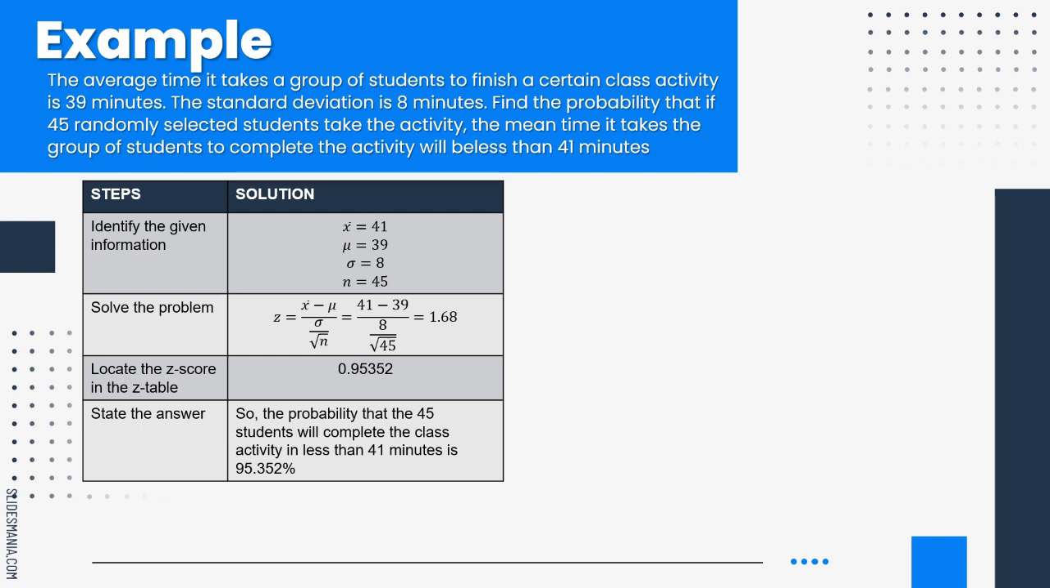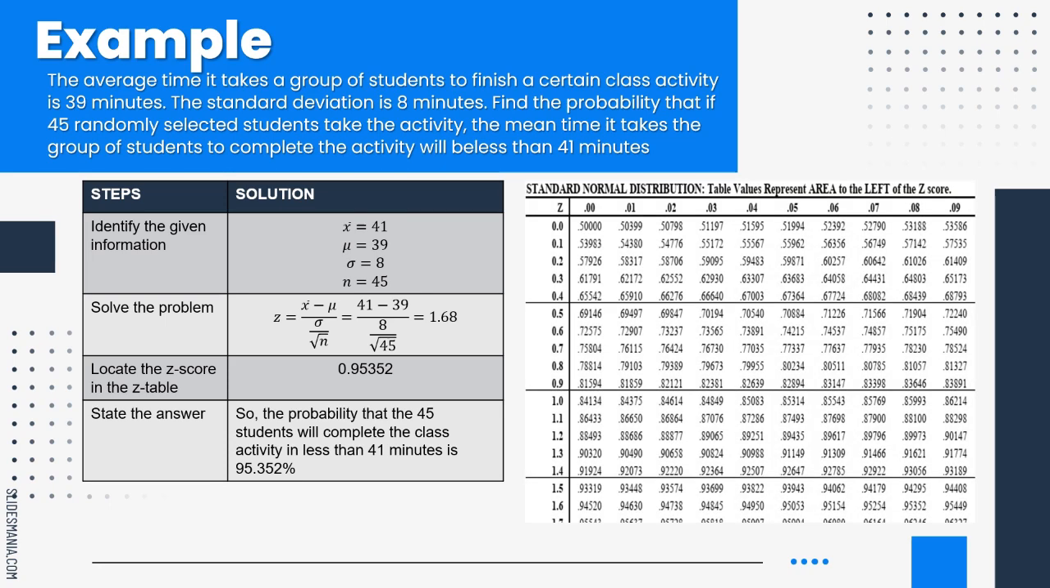Second step, solve the problem. Let's use the formula of z to find the z-score. Z is equal to x bar minus mu divided by sigma divided by the square root of n. Let's substitute the given in the formula. We now have 41 minus 39 divided by 8 divided by the square root of 45, that is equal to 1.68. Now, locate the z-score in the z-table.